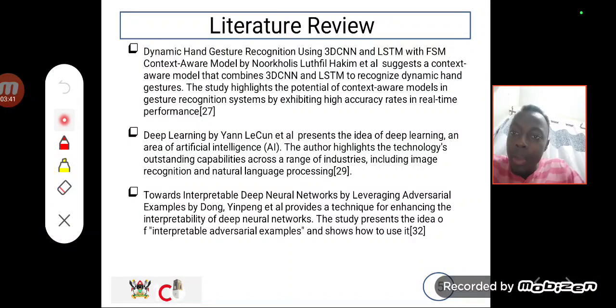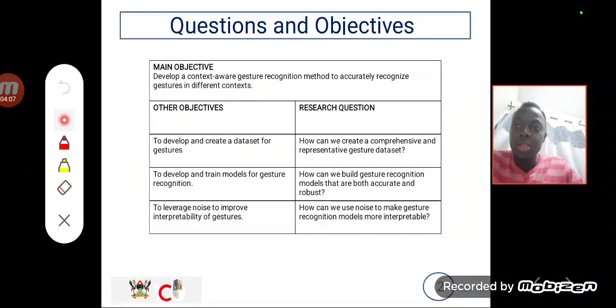Another paper was written by Yin Peng and Dong. It was about interpretable AI: towards interpretable deep neural networks by leveraging adversarial examples. The paper provided a technique for enhancing the interpretability of deep neural networks. The study also presents the idea of interpretable adversarial examples and shows how to use it.